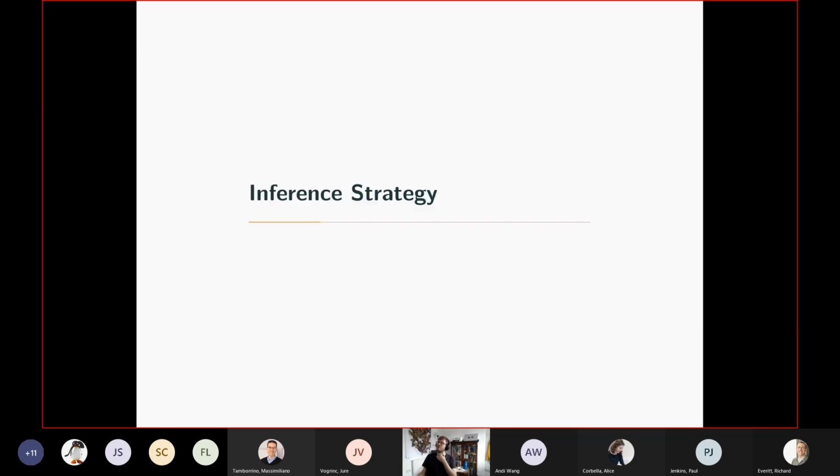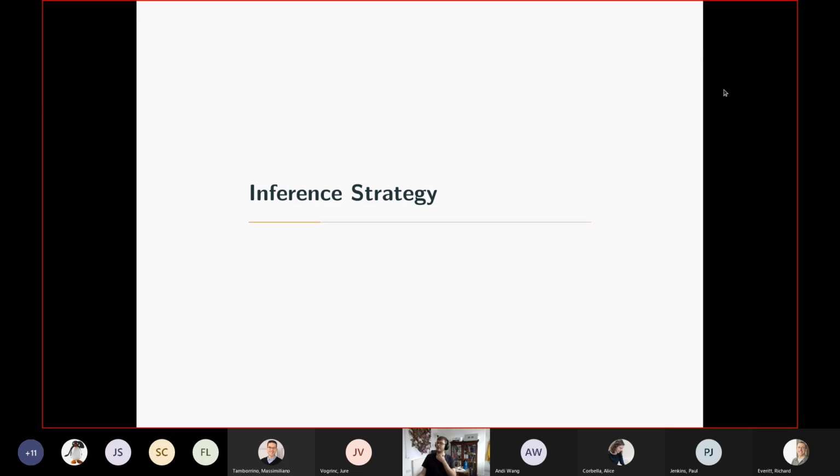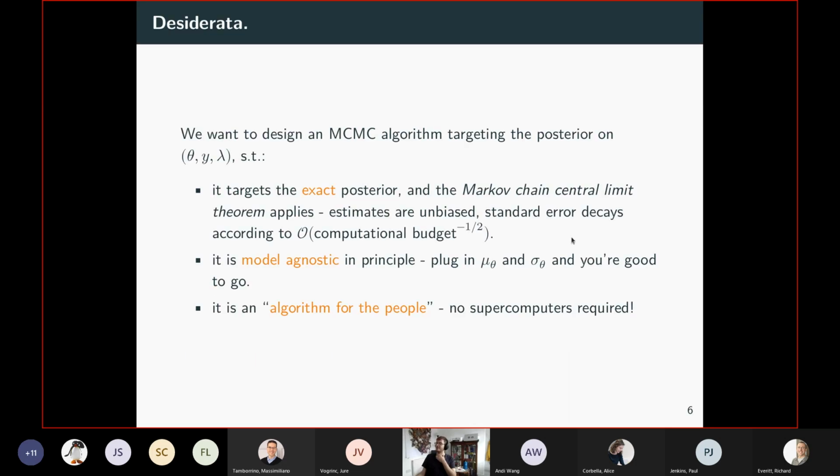So actually, if you remember how I motivated the SDE, you can go the opposite way. You can say that we're going to approximate equation 2 by equation 1, which is tractable, and then use that to carry out inference. But that doesn't give us our first item. This is going to give us biased estimates, and the MSE is going to recede slower than O of the inverse square root of the computational budget.